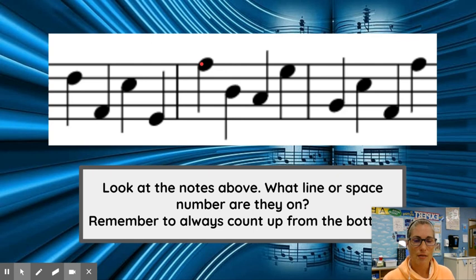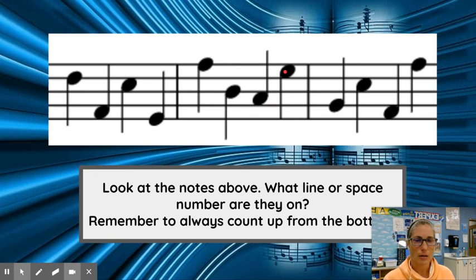If you thought it was line 5, you are correct. Let's look at this one. Line or space, count up from the bottom. If you thought it was line 3, you are correct. Let's look at this one. Line or space. If you thought it was a space, you are right. Count up from the bottom. Second space, so this note is on the second space.